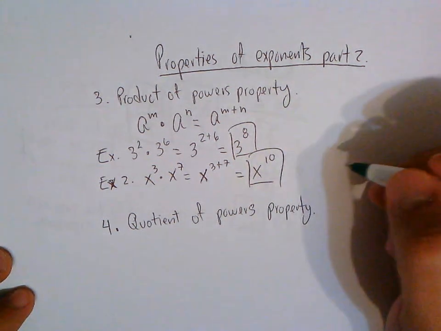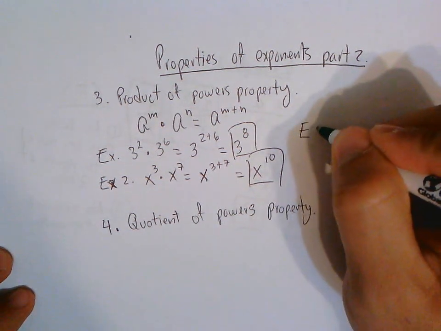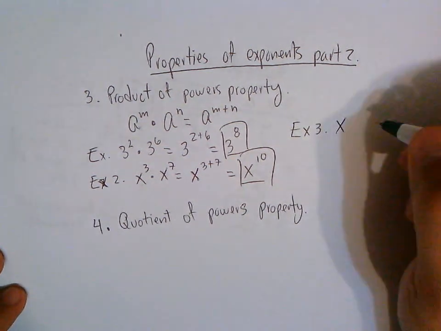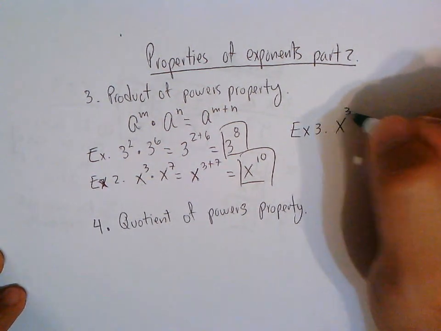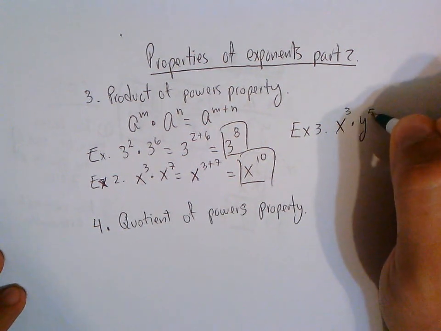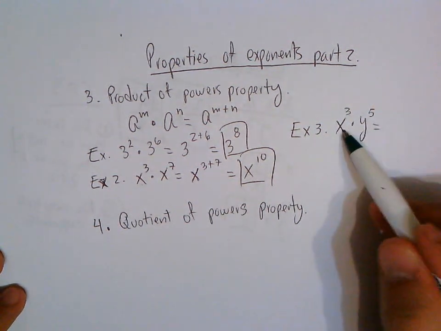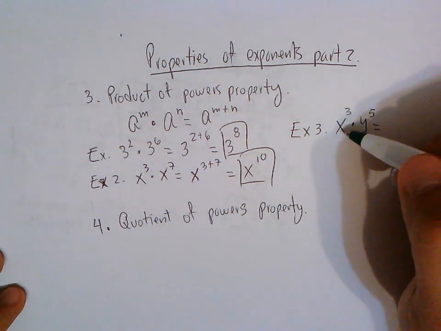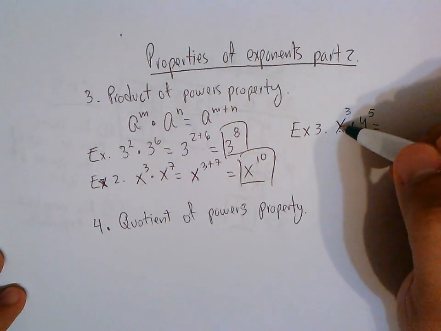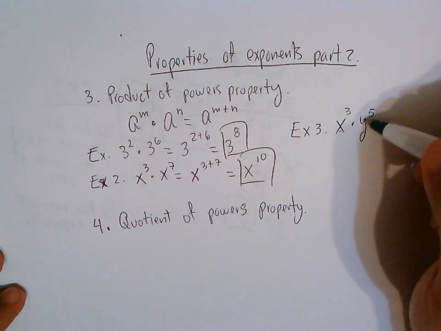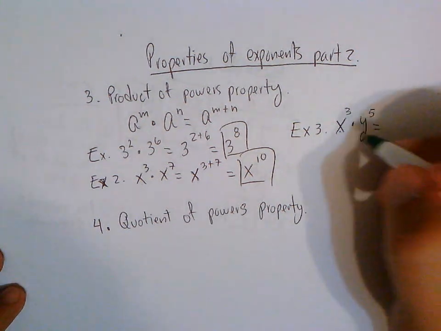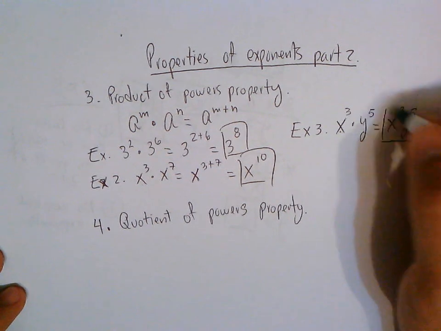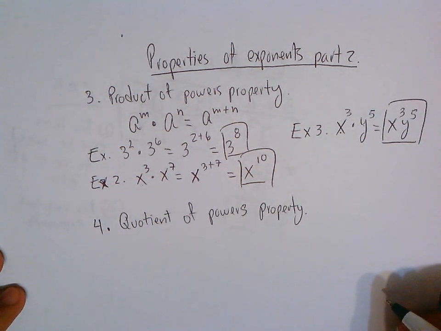I'm going to throw in a different example because people tend to get confused. What if the bases are not the same? For example, x raised to the power of 3 times y raised to the power of 5. Well, because I have different bases, in the first term I have an x, and in my second term I have a y as my base. So I will just leave this as x to the power of 3 times y to the power of 5, and this will actually finalize my answer.